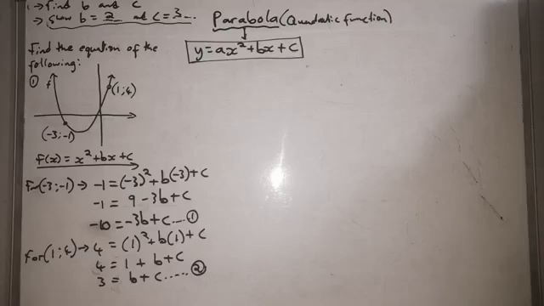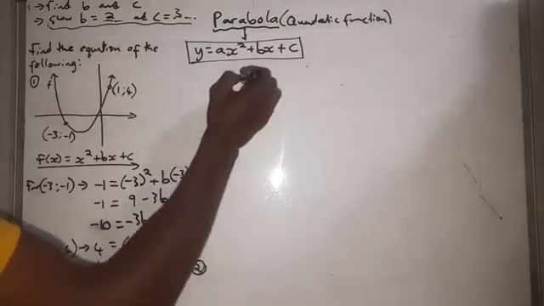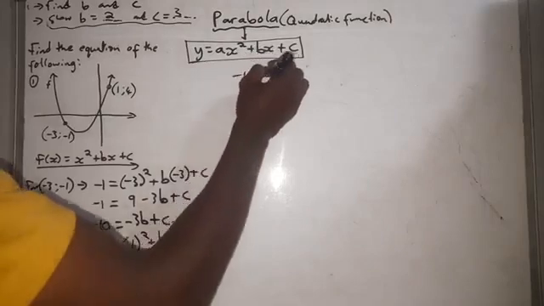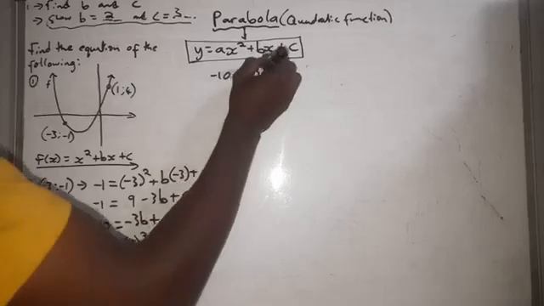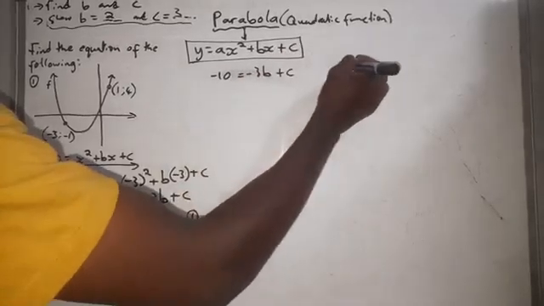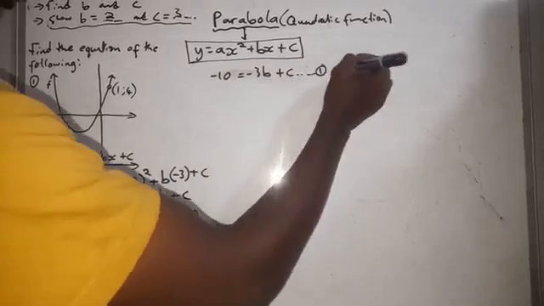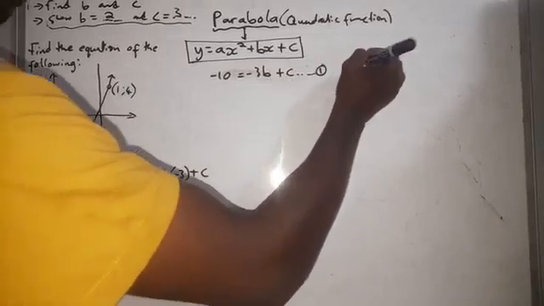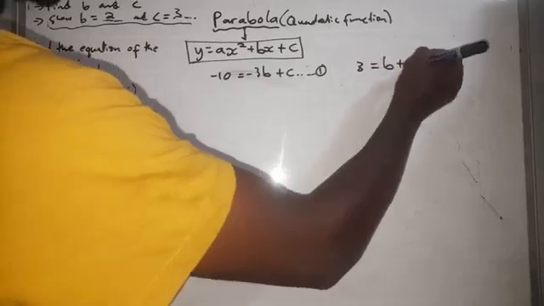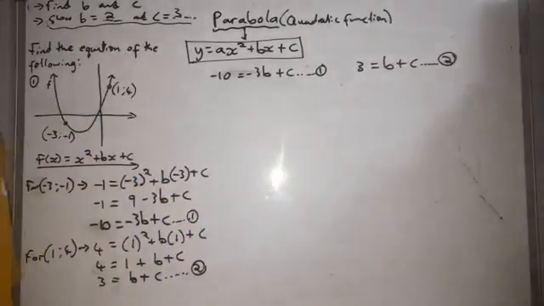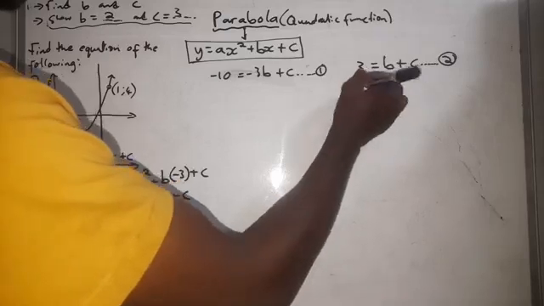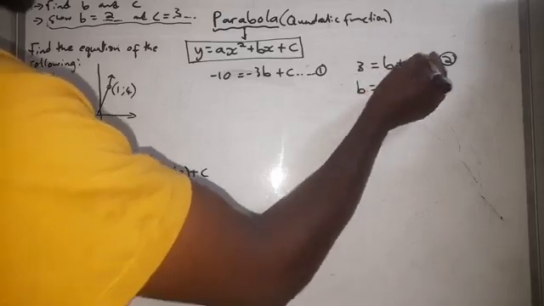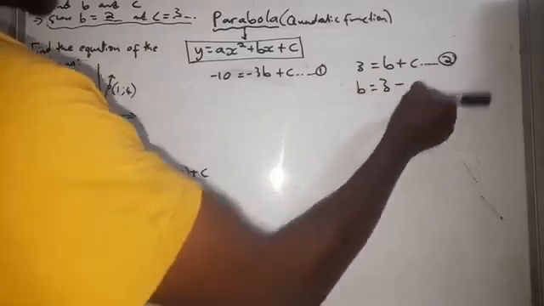Anyways, let's move. I have two equations. Minus 10 equals minus 3b plus c, and this was equation number 1. And I also have 3 equals b plus c, my second equation. I'm going to start with the second equation because it's the easiest one. I'm going to make b the subject. So b equals 3 minus c.